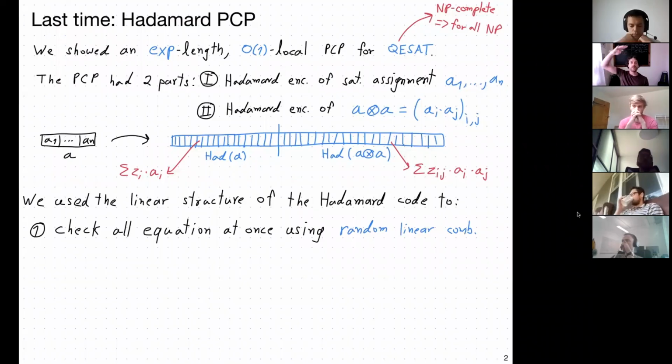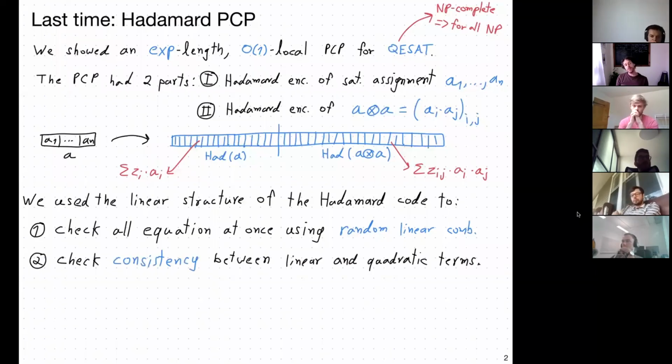So we have, say, m different equations, and we want to check them. But what we did is we said, well, instead of checking all of them, we can fold them into a single equation. We did that because it's a bunch of linear equations, so we can take a linear combination of them. And the random linear combination means that, with high probability, no cancellations can occur.